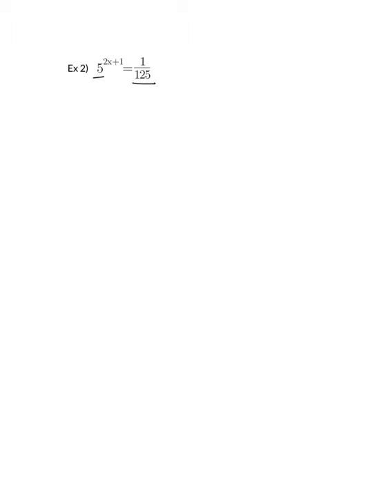All I'm left with dealing with now is the 1 over 125. But if I think back to my power laws or my exponent rules, I know that 1 over something means that I'm having a negative exponent. So I know that 5 to the negative 3 will give me the 1 over 125 like I need. When I look at this, I have the same base, so I can equate my exponents. So 2x plus 1 is equal to negative 3.